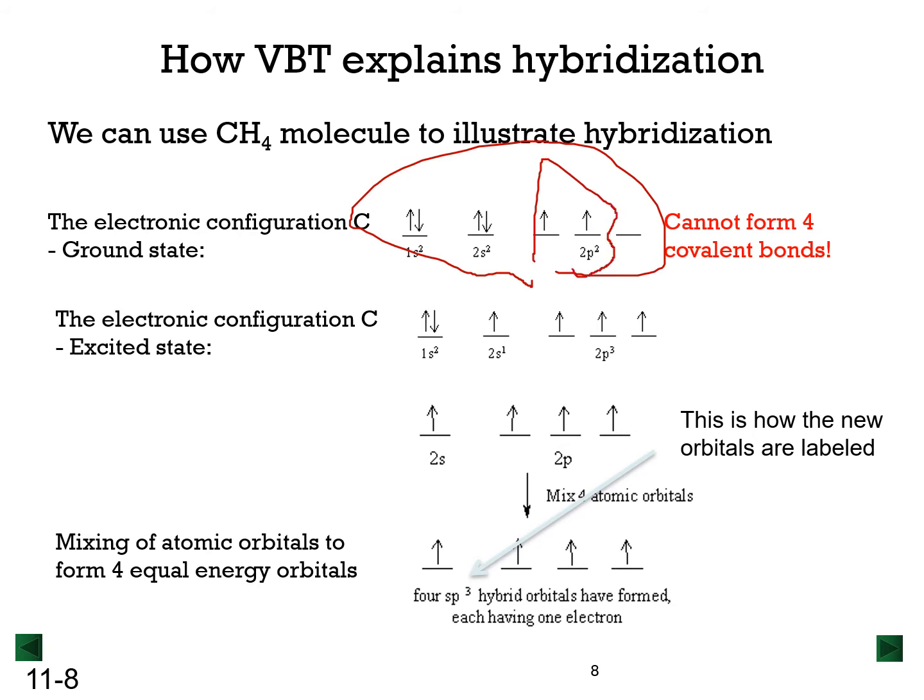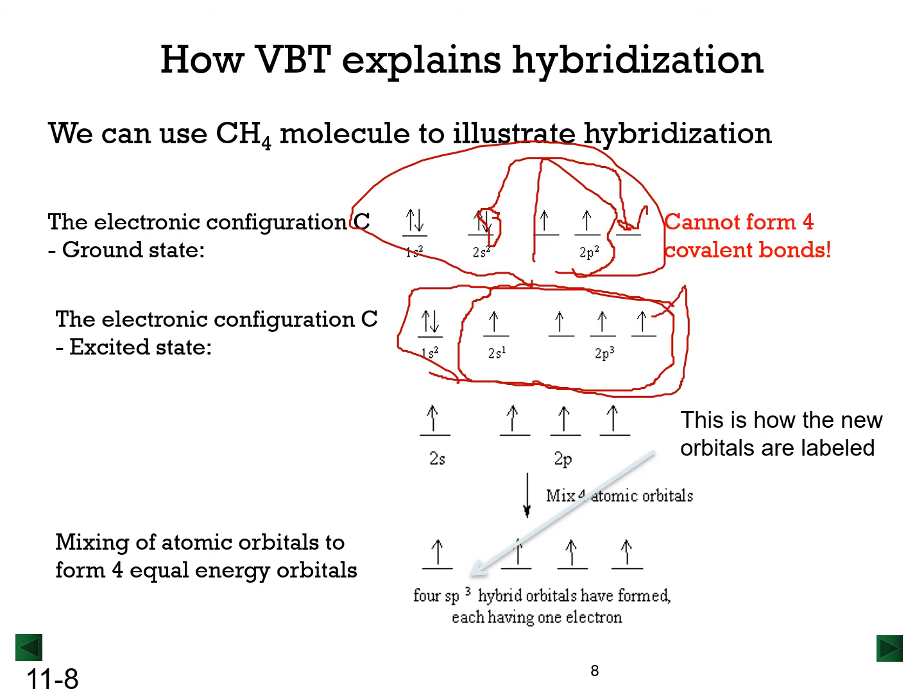So what we need to do is promote 1 electron from 2s to 2p orbital, forming this electronic configuration of C at the excited state. Here, we only have to consider the electronic configuration of the valence orbitals. And these valence orbitals mix to form 4 new hybrid orbitals. Why do they mix? So that they can get the maximum overlapping to get the strongest bond.